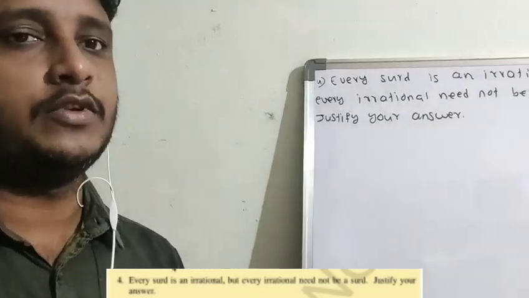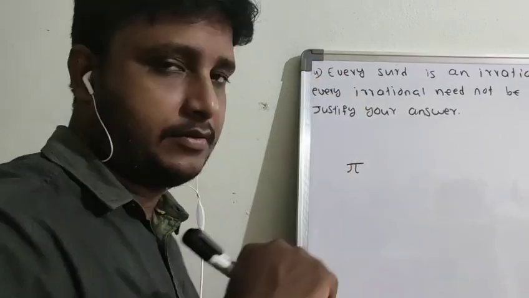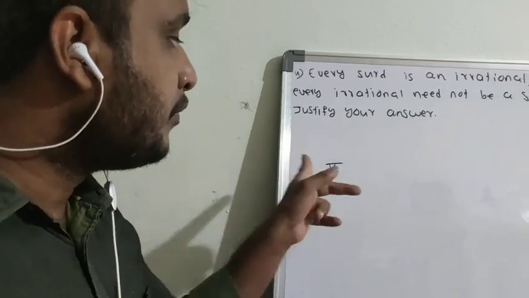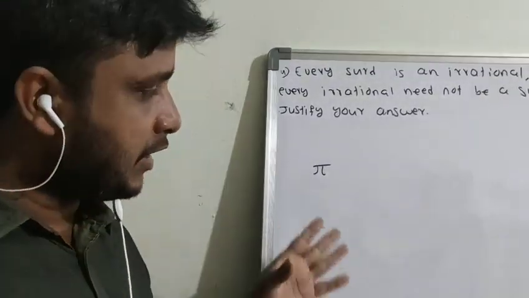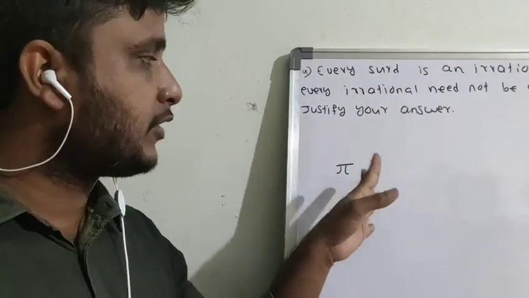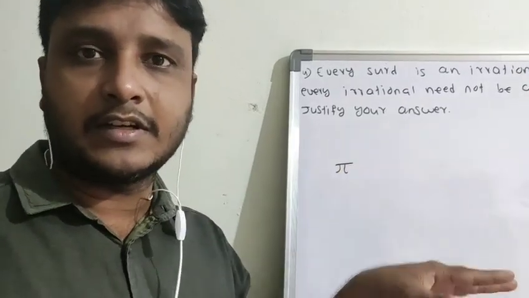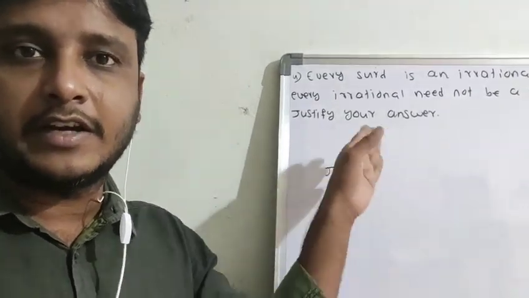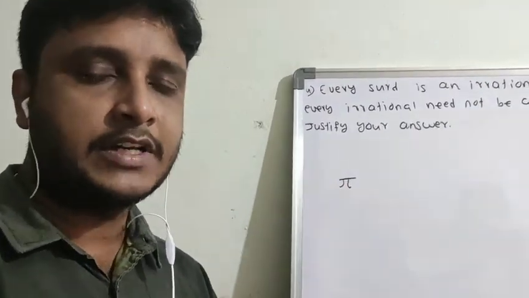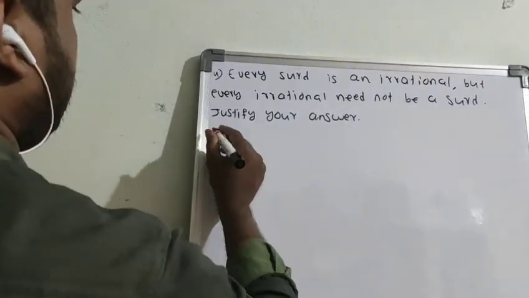How? Say for example, pi is a number. It is not a surd. That means it is not satisfying the surd conditions and surd definition, but it is an irrational number. Actually, pi is an approximate value. So pi value is an approximate value, so it is an irrational number, but it is not a surd. But all surds are irrational numbers, but all irrationals need not be surds. These are special numbers which are irrational, but they are not surds. So write the statement like this, and you have to write this one.